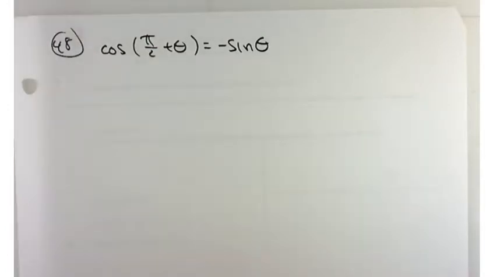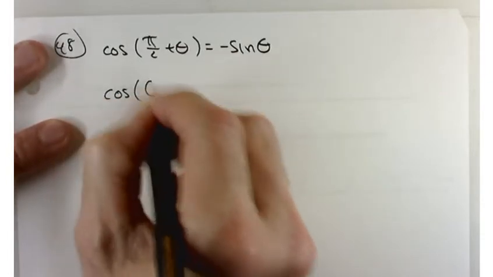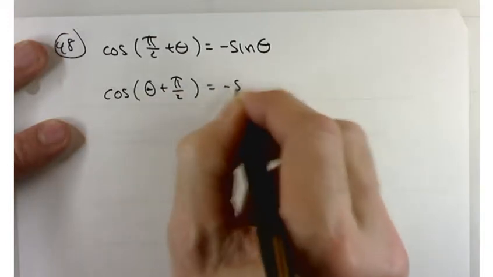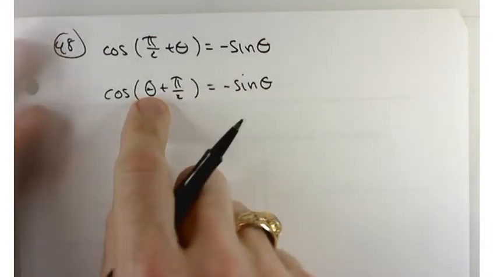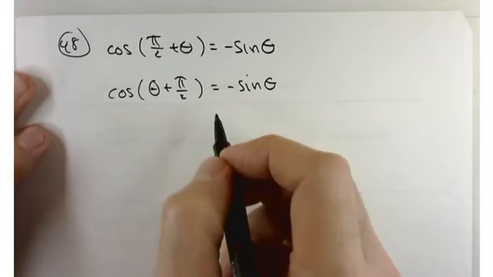Now, it's not really going to make a difference for us here. I generally think of this as cosine of theta plus pi over 2. And really what's happening here is that they're saying there's a nice relationship between sine and cosine, that one graph is just shifted from the other. But how to prove that?